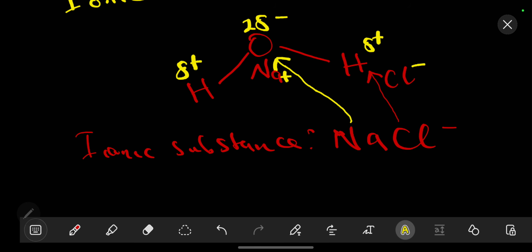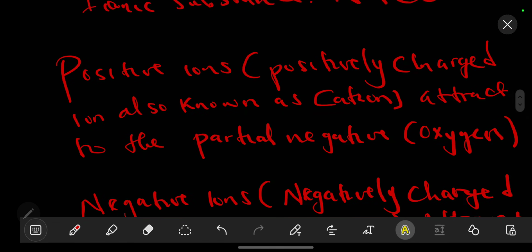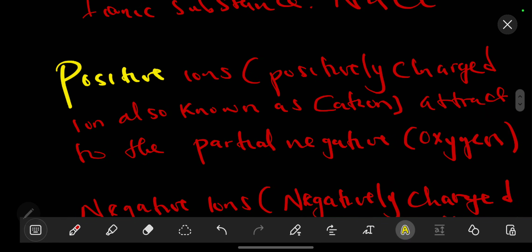Now, due to the fact that they are separated, we can simply say that they will now occur in a dissolved state because they are separated from each other. So that's the way it works. So the positively charged ion, an ion is just a charged substance. Now a positively charged ion, which is also known as a cation, attracts to the partial negative.